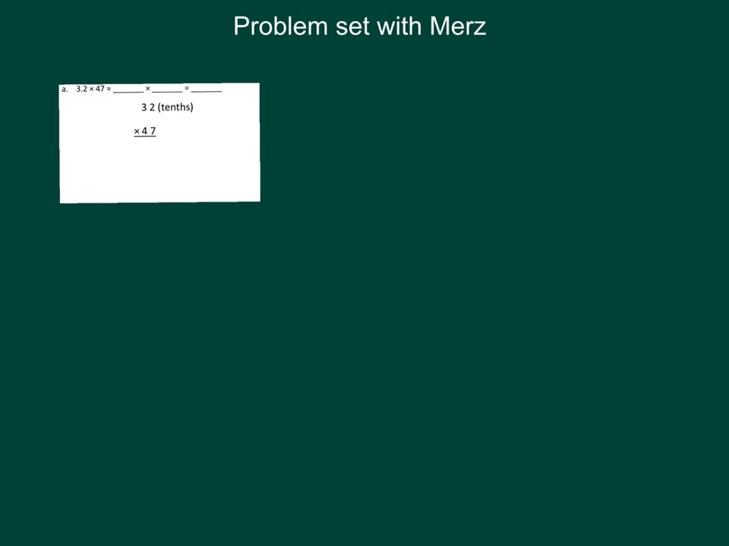3.2 times 47. Forget about estimating. We are only going to solve using standard algorithm. Go ahead and set your problem up. Leave the decimal in there, but you don't have to worry about it for now. You're just going to solve like a normal problem. Let's make sure we can do our multiplication here.